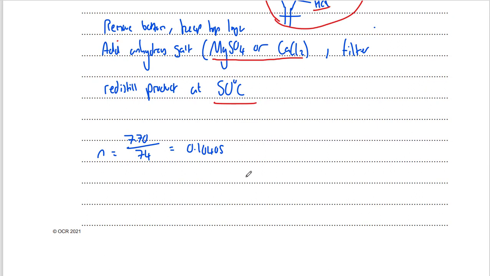So essentially times that by, so the number of moles of product, so moles product is 0.10405 multiplied by 0.76, which is 76%, and that gives us 0.0791 moles.